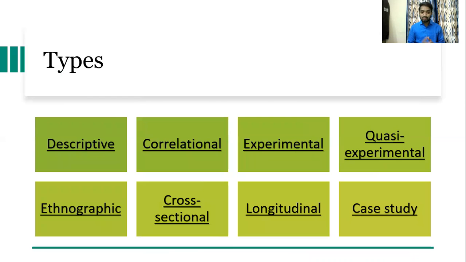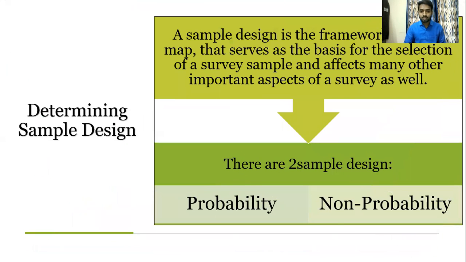So then we have types of research design. We have descriptive type of research design, then we have correlational, then experimental, then quasi-experimental, then we have ethnographic, cross-sectional, longitudinal, and case study. I'm not going to stress more on these topics because I'm going to explain the same topic in your next unit, chapter 3, that is research design. So I'll be skipping this for now.